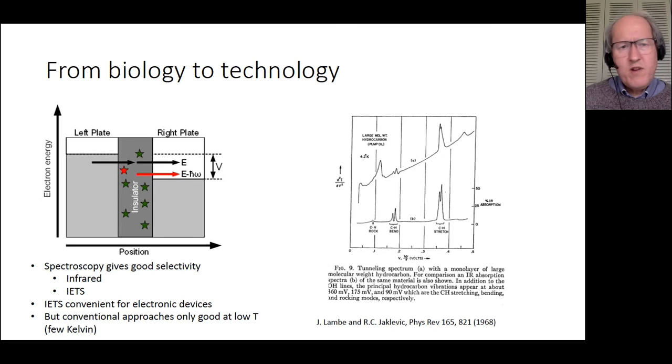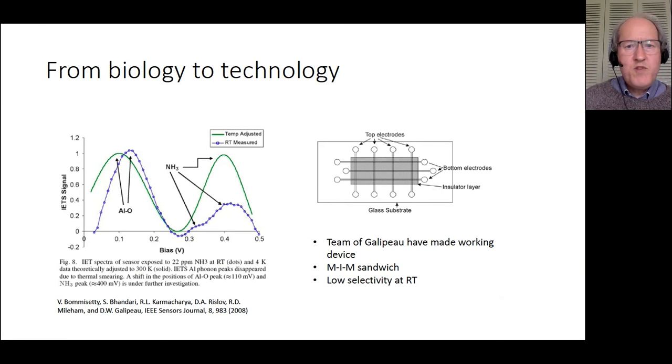So this, I'll go very quickly through, but this is just the original inelastic electron tunneling spectroscopy experiment by Lambe and Jaklevic, where you have two metal plates and an insulator, and you get inelastic tunneling once you change the voltage enough to allow the inelastic channel to open up. So when an electron starts on the left, loses energy to a vibration in a molecule in the insulator, and emerges on the right, you can get an extra channel and an increase in current. And that's what the plot on the right is trying to show. The trouble with that experiment is it has to be done at very low temperatures, and that clearly doesn't apply to us. So we need some refinement of that.